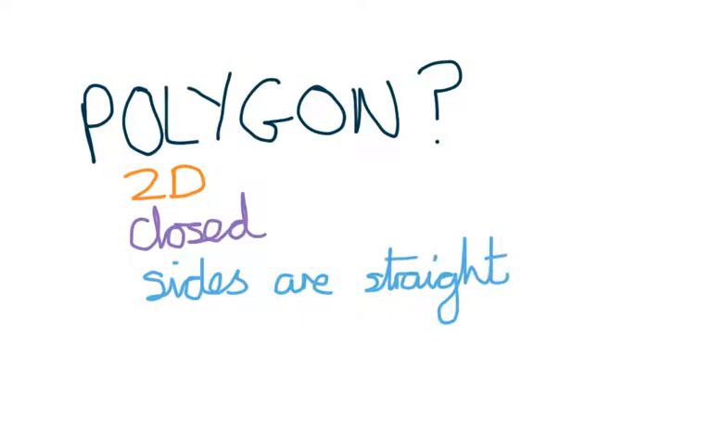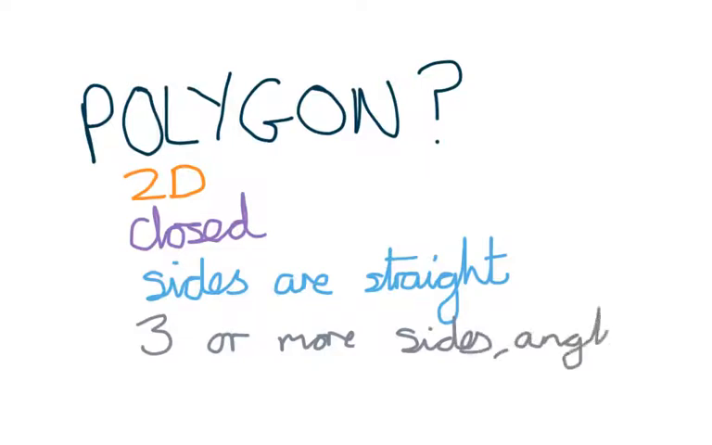And it's got at least 3 sides, angles and vertices. 3 or more sides, angles and vertices. Excuse the handwriting. That really doesn't look like vertices, does it?